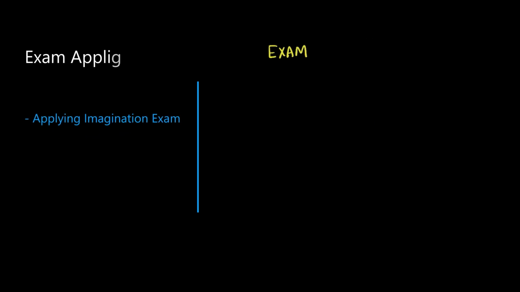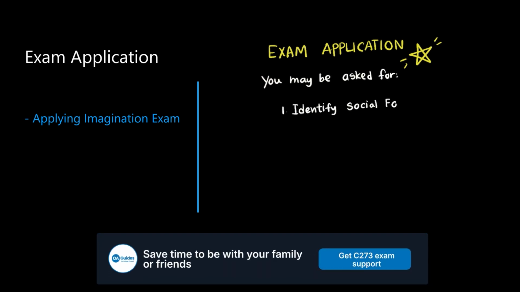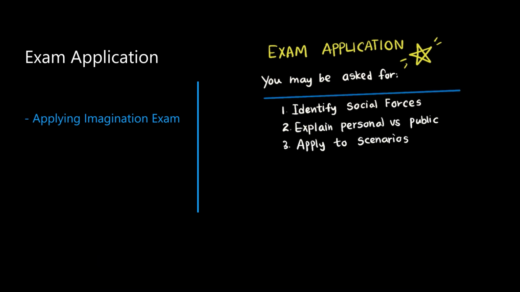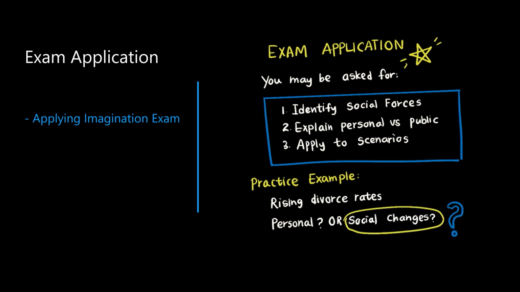For your exam, you need to be able to apply the sociological imagination to different scenarios. You might be given a situation and asked to identify the social forces at work, or you might need to explain the difference between a personal trouble and a public issue. Practice thinking about everyday situations through this lens. When you see news about rising divorce rates, ask yourself, is this about individual couples failing, or are there broader social changes affecting marriage as an institution?